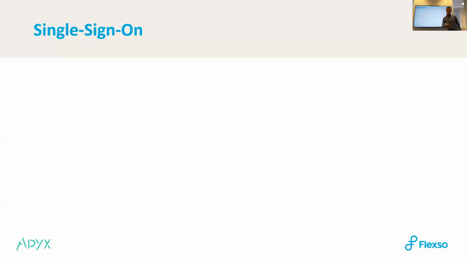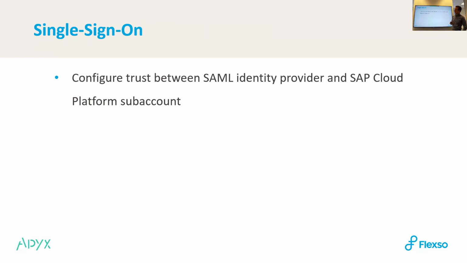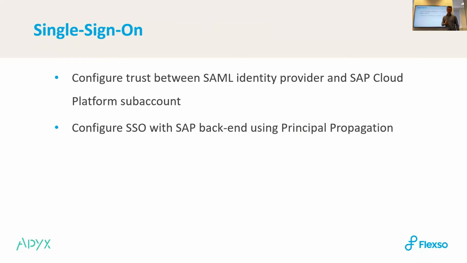Then single sign-on. We obviously want our users to be able to log in, and not only log in, but log in with their corporate account so that they don't need to keep separate passwords and accounts for each application. So we will configure a trust between the corporate identity provider of your landscape and the SAP Cloud Platform sub-account. We will implement a principal propagation, which is a technique to have SSO over the entire landscape.